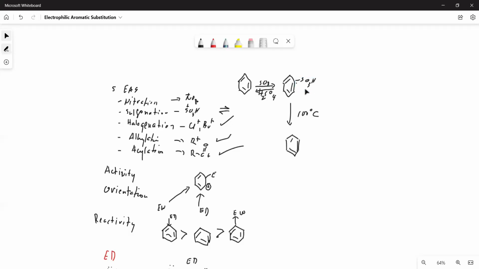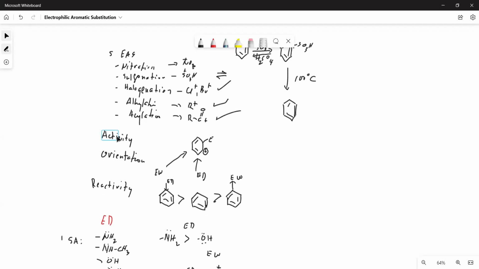Okay? But then if you heat the substance at 100 degrees Celsius, the electrophile will be dislodged from the benzene. So you will end up with benzene again. So that's why doing this reaction should be done at lower temperature so that you will produce the benzene sulfonic acid.